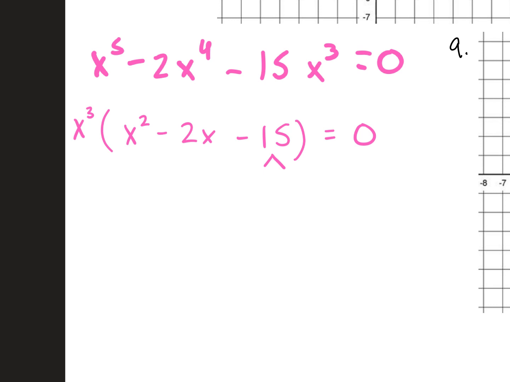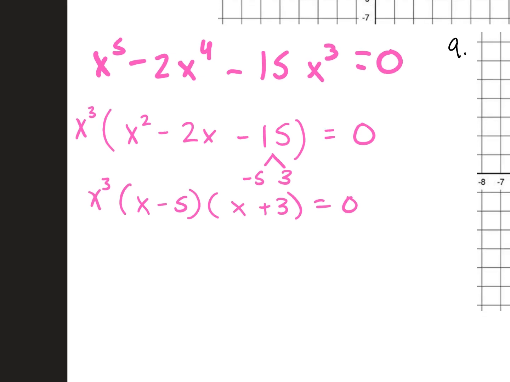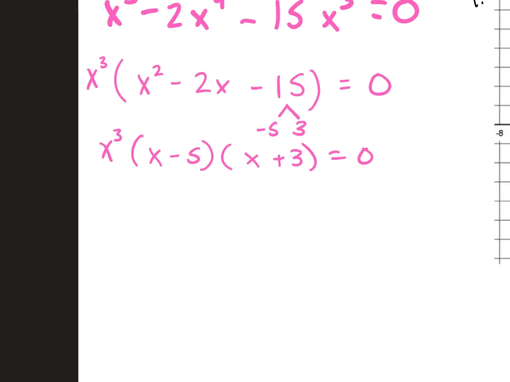Now, what are 2 factors of negative 15 that add to negative 2? Negative 5 and positive 3. So x minus 5 and x plus 3 equals 0. And we can't forget about the x cubed out front. What would we do next? Set each one equal to 0 and solve. So now we have 3 mini equations that we have to solve. X cubed is equal to 0, x minus 5 equals 0, and x plus 3 equals 0.